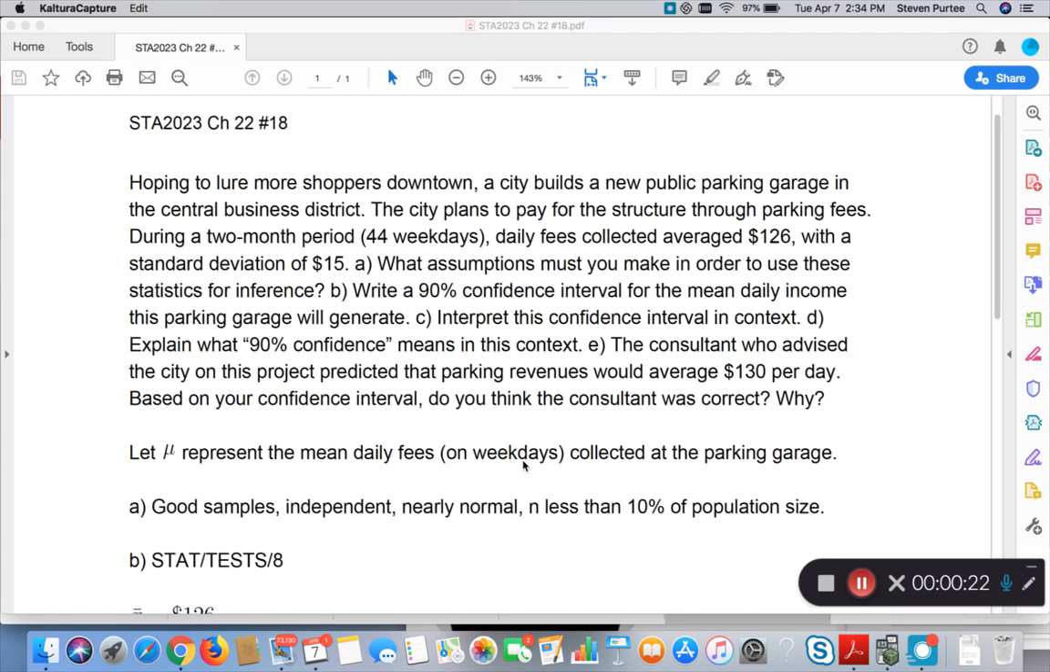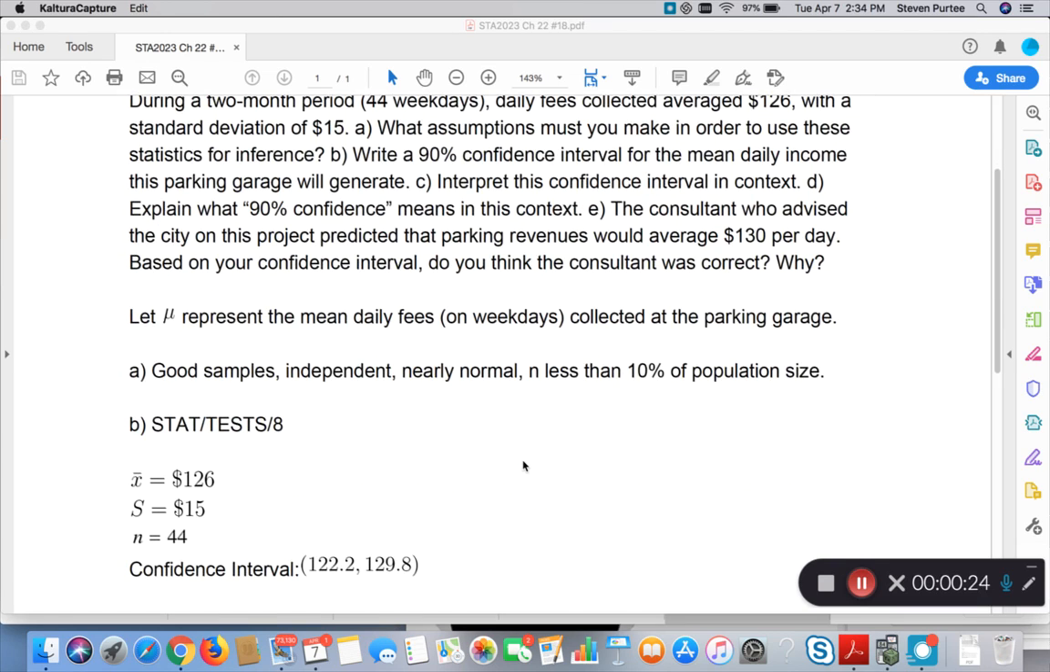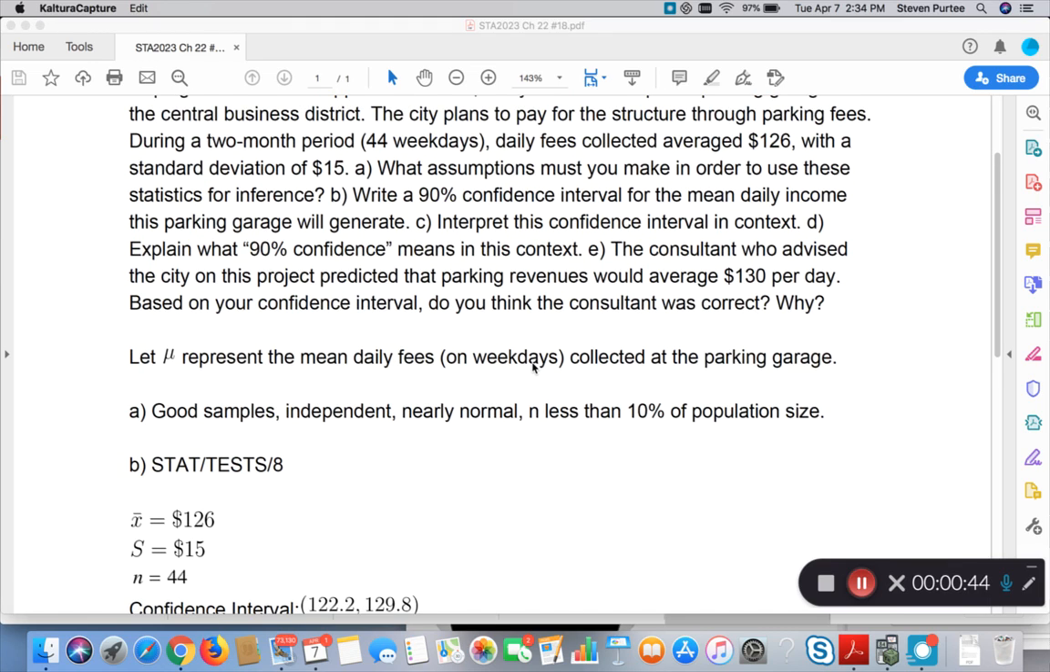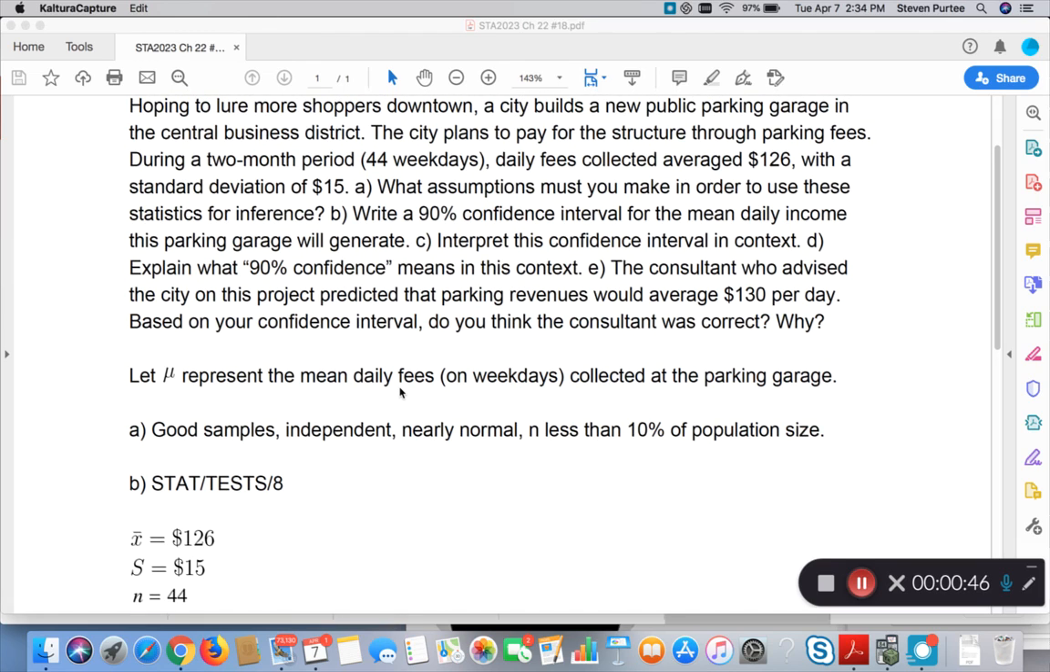Hopefully you've done that. First thing we have to do every single time is identify our variable. Remember, this is a mean problem, so we don't have success or failure. There are no proportions. Our main variable is mu, so we write let mu represent the mean daily fees collected at this garage, technically just weekdays. We're supposed to check our conditions.